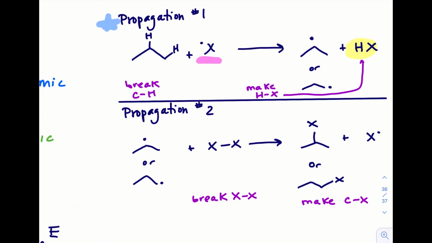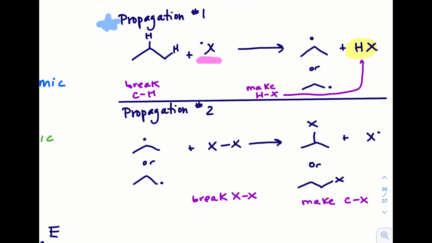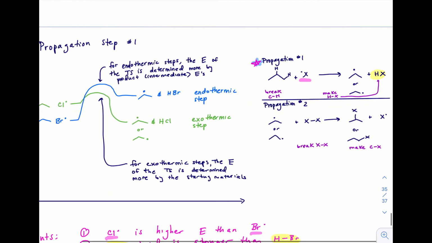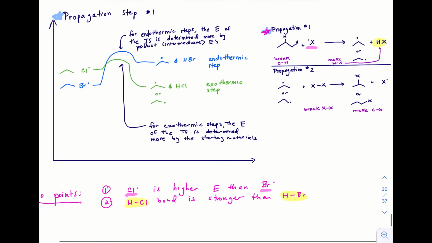In propagation step 1, the halogen radical reacts with one of the CH bonds to form a radical and HX. In propagation step 2, the radical that was formed in propagation step 1 reacts with molecular halogen to form the final product. It is propagation step 1 wherein the explanation to this observation lies: that bromination is selective for the more stable radical species, and that chlorination is not.